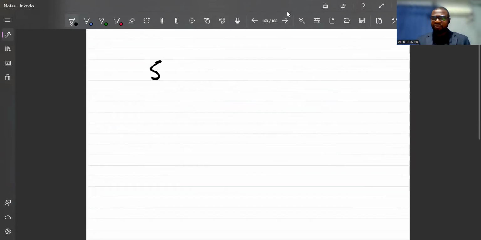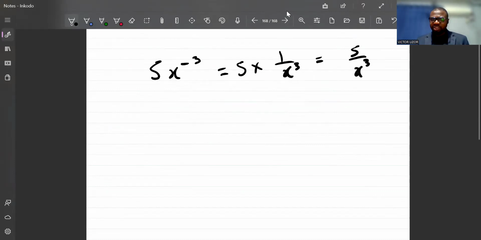This also implies when you have 5x raised to power minus 3, it is the same thing as 5 times 1 over x raised to power 3, which will now give you 5 over x raised to power 3.